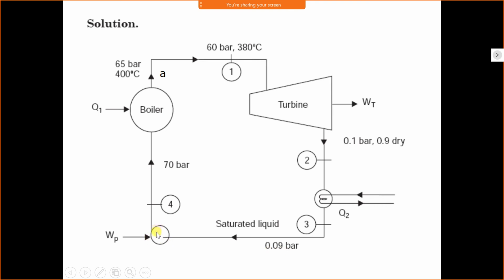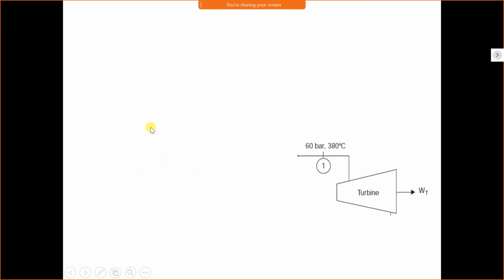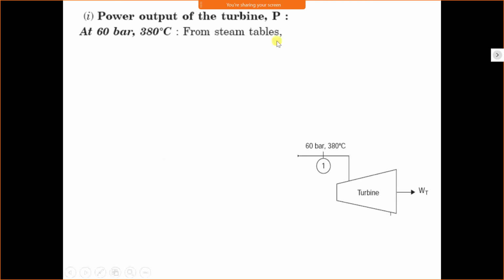Now that saturated liquid is pumped and its pressure is raised. As the pressure is raised, the saturated liquid becomes subcooled liquid at 70 bar. Means at 70 bar, subcooled liquid enters the boiler. Let us calculate the first point, that is the power output of the turbine.